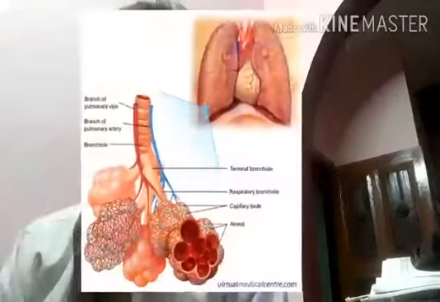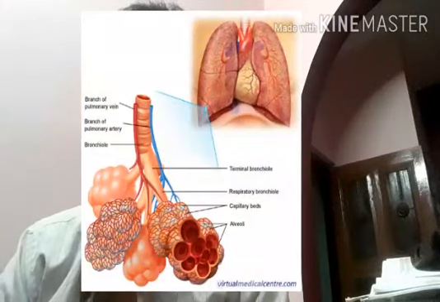Okay, now we have come to the main point of our respiratory system, that is our lungs. So what happens in the lungs? The lungs are the main respiratory organ, as I have already said. There are two lungs, one left and one right. The left one is a bit smaller because it makes a place for the heart. The heart is on our left side, so the left lung is a bit smaller than the right lung.